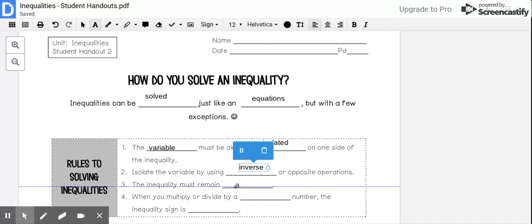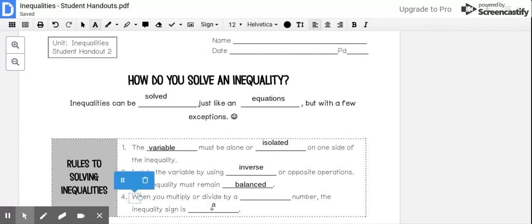And then the inequality must remain balanced, which again is just whatever you do to one side, you do to the other. And this number 4, you might want to underline this and put a big star here. This is the only rule you have to remember. And I will either explain this in more detail or I might already have explained this.